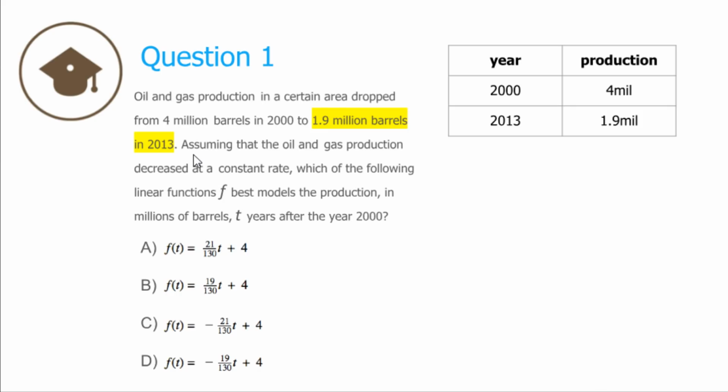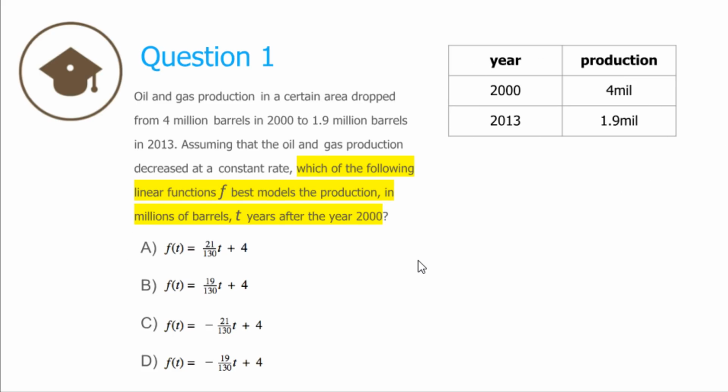All right, so the next line, assuming that the oil and gas production decreased at a constant rate. Okay, cool, I'm assuming that. Which of the following linear functions f best models the production in millions of barrels t years after the year 2000? Okay, so that's referring to the answer choices here. So these are linear functions. So they are decreasing at a constant rate. Cool, all right. And we see that it's a linear function f in terms of t. Cool. But what we also notice is that that relates to the information that we already have.